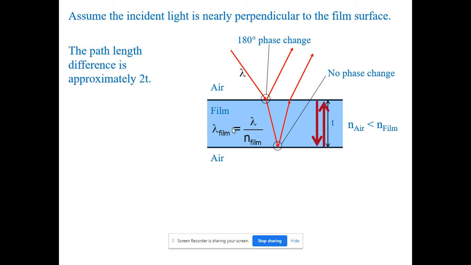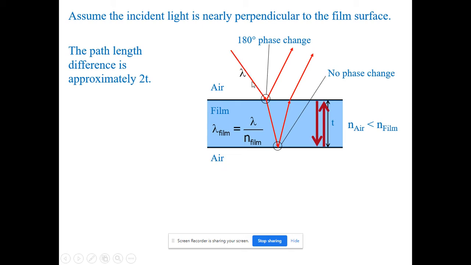Then the path length difference is approximately 2t. Look there. This is the extra path which is traveled by this particular ray number 2, because ray number 1 is reflected from here and ray number 2 is reflected from here. So in addition to the phase change, if you go with the path length, this ray 2 will travel this and this path more while going back, and this is approximately equal to 2t.